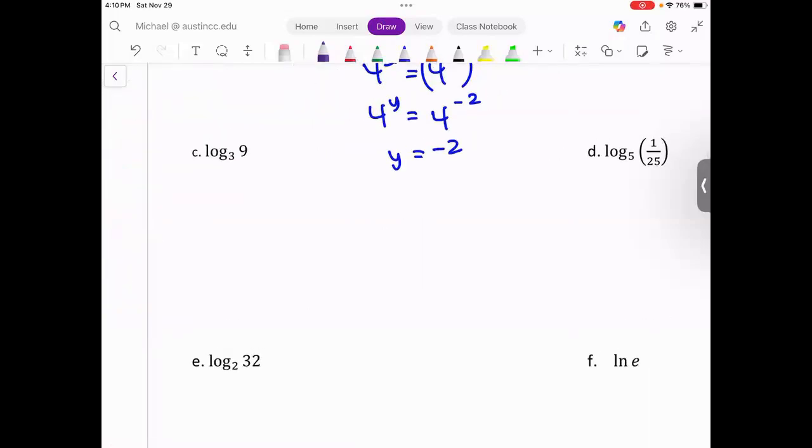Okay. Now, log base 3 of 9. Set that equal to y and convert to exponential. So 3 to the y equals 9. We can think of it two ways. We can just say, okay, we know it's 3 squared equals 9, so we can just go ahead and say y equals 2, or we can convert it to that same base. We know that 3 squared is 9, so we can rewrite it as 3 to the y equals 3 squared. Now we have that same base, and we set the exponents equal to each other. And we've got y equals 2. And that's our final answer.